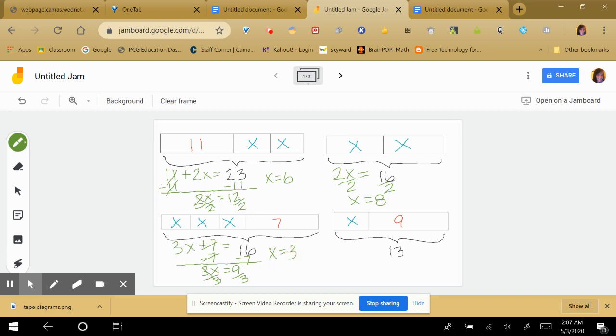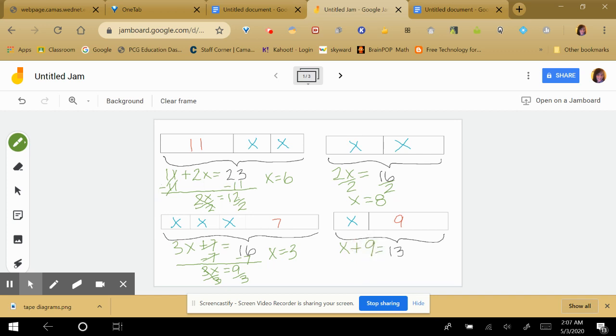Okay, let's look at another one. This time I only have one X. Poor little X, all by himself. So I'm just going to write down X. And again, if I'm putting these two together to equal this, that means I am adding. So X plus 9 equals 13.